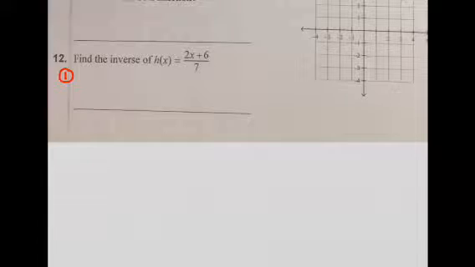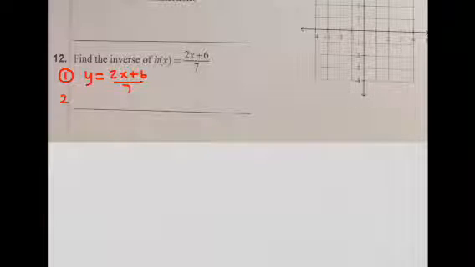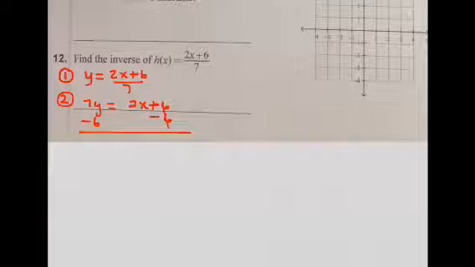Okay? So number 12, the first thing you do is you switch out the h of x with y. Then in step 2, you solve for x. So first thing we're going to do is multiply by 7. Because we multiply by 7, the 7's cancel on the right side. So now we're going to subtract 6. Divide by 2.